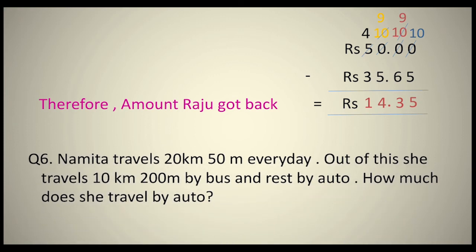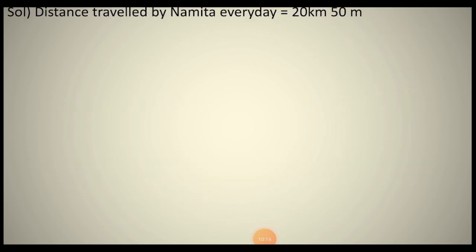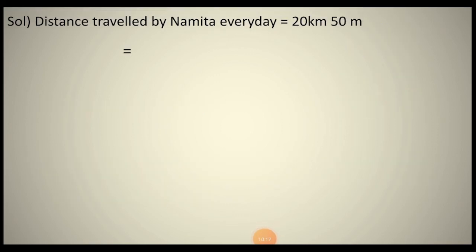Come to the next question, that is question number 6, children. You can see Namita travels 20 kilometer 50 meter every day. Out of this she travels 10 kilometer 200 meter by bus and the rest by auto. How much does she travel by auto? So you have to frame the statement first of all for the given thing, and we have learnt in the previous class how to convert the things into one single unit whenever you will find any information given in terms of two different units, so kilometer and meter.